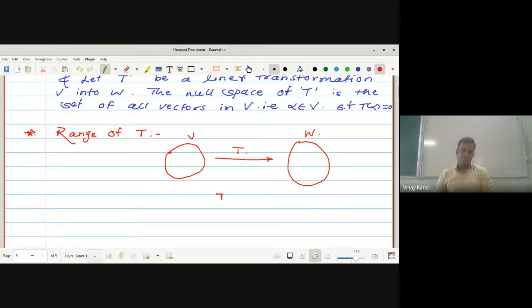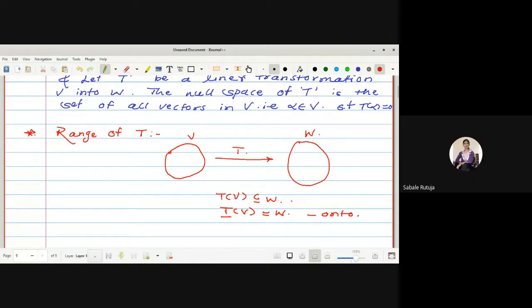Okay, so T of V is always contained in W. If T of V, the whole space, is equal to W, then this T is what? Onto. Onto. Okay, and this one is into.